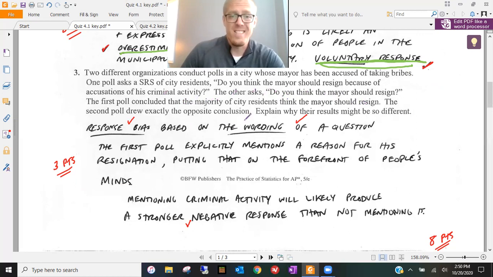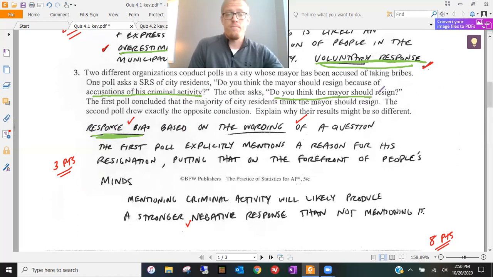The second poll drew exactly the opposite. Explain why the results might be so different. And so this we call response bias, and it's based on the wording of the question, right? This one added this. The question actually had the reason in it. Do you think the mayor should resign because he's been accused of being a criminal? The other question just said, do you think the mayor should resign? So it's like here they put it right in front of their face. They said, he's a criminal. He's got criminal activity or is accused of it. It's response bias based on the wording of the question.